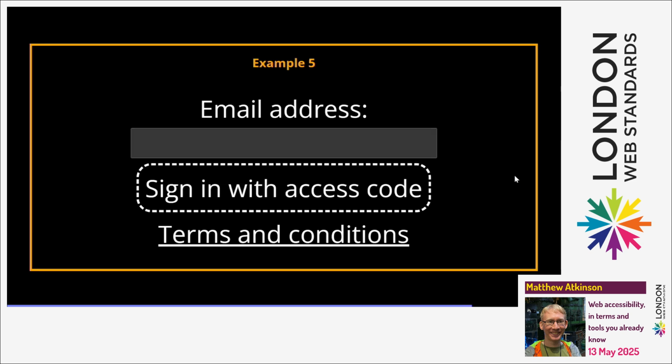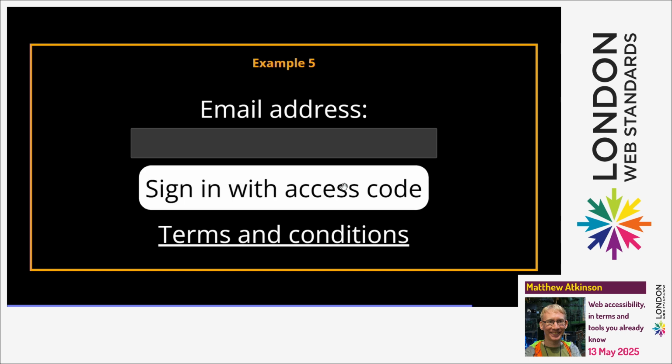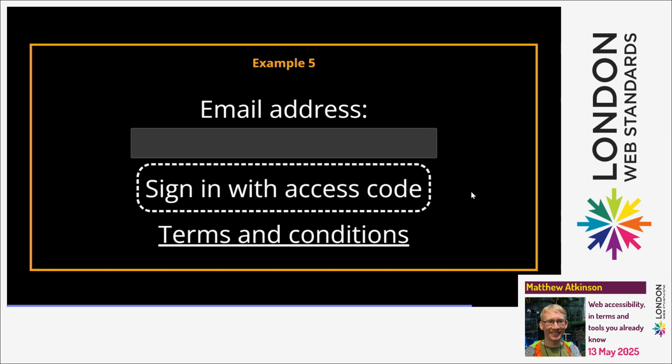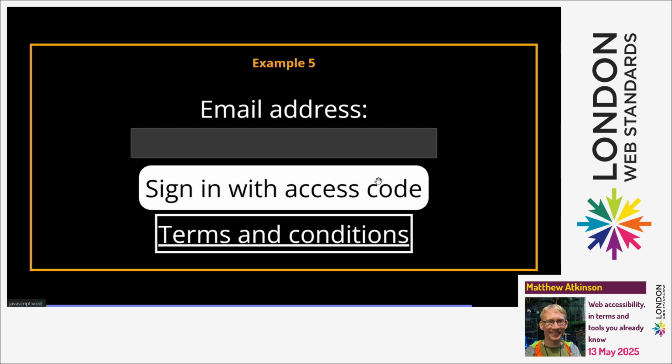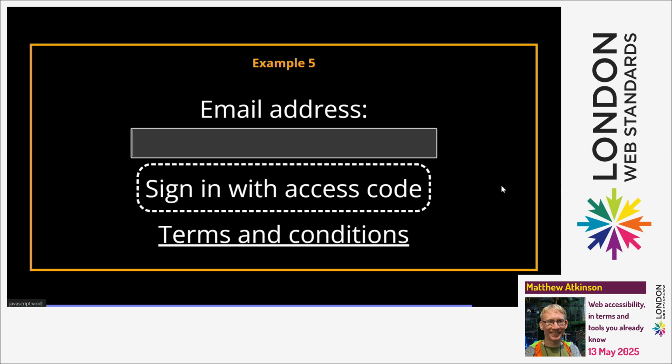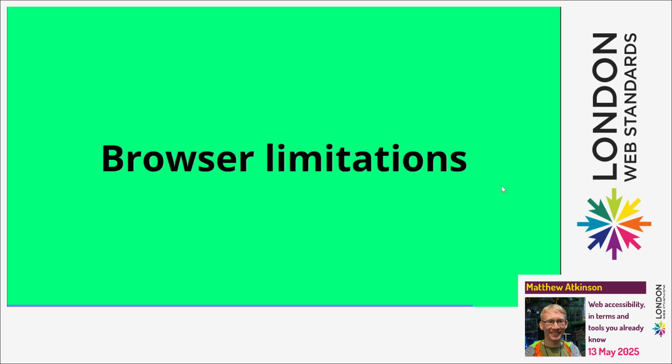Everybody knows using the keyboard is cool. If I have a form here that says email address, sign in with access code and a terms and conditions link, I can hover over this sign in with access code button. But when I use the tab key, it skips over it completely, and that's because this isn't really a proper button, it's just a span. So I mean, I don't need to tell you don't do that, but just to reinforce how useful it is to just try and use something with the keyboard.